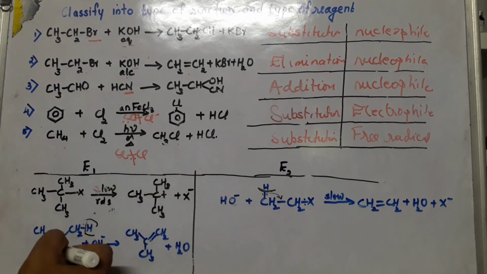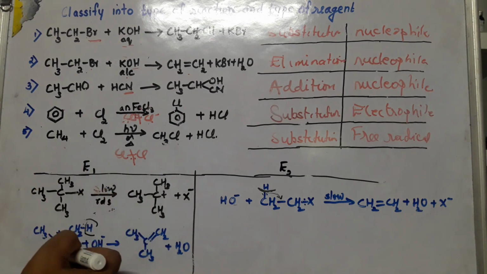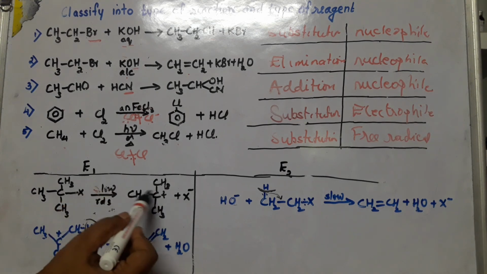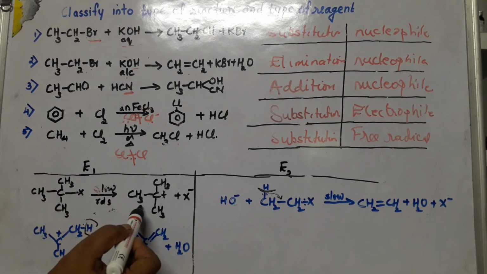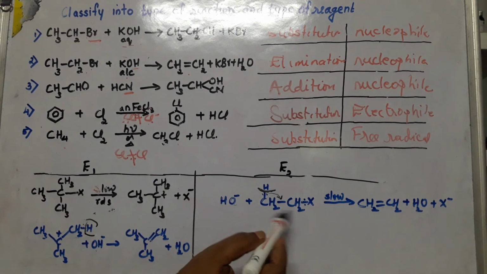Now for E1 a weak base is enough, whereas E2 is always favored by a strong base like sodamide, alcoholic potassium hydroxide, alkoxide in alcohol, and so on. Strong bases will favor the E2 mechanism. Now in E1 a better leaving group is required. If it is a better leaving group, it will leave the substrate and form the carbocation easily. In E2 it is not that much required. A poor leaving group is enough for the E2 mechanism. So that's the difference between E1 and E2 reactions or their mechanisms.